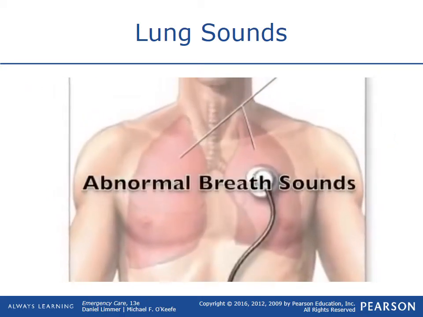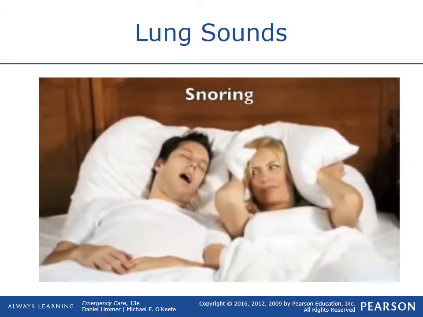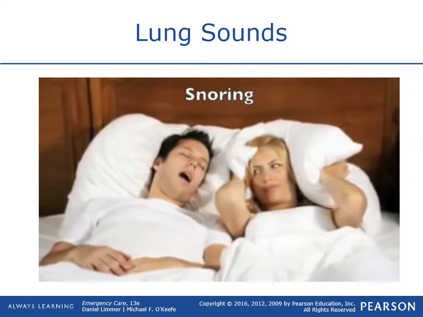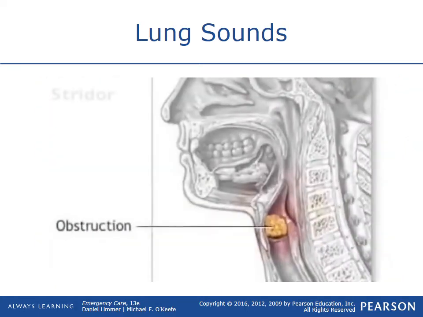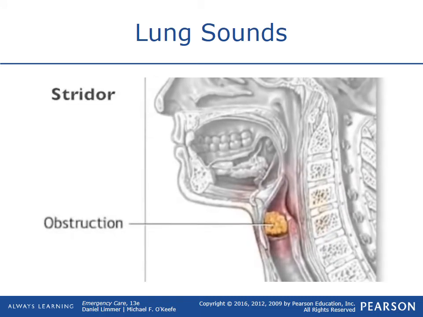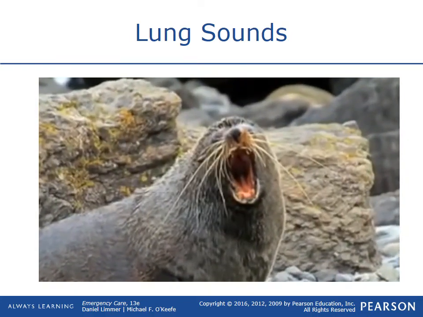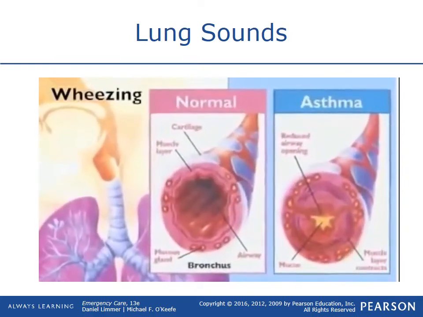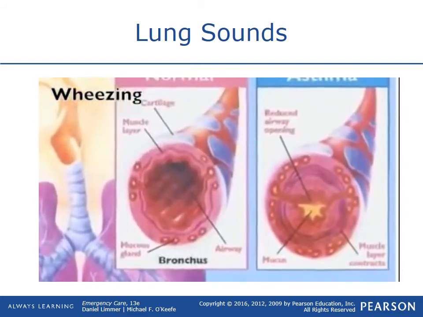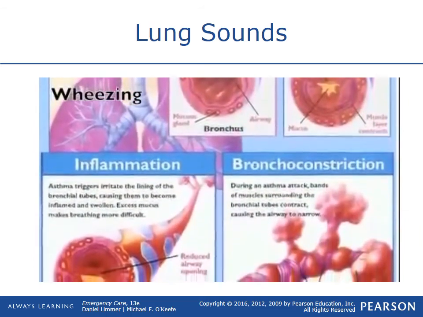There are abnormal breath sounds that you should be familiar with. Snoring, caused by partial obstruction of the upper airway, often caused by the tongue. Stridor, a harsh, high-pitched sound heard on inspiration, is common during upper airway obstructions. Croup is an example of an upper airway obstruction commonly found in young children and is usually associated with a seal-like barking cough. Wheezing is generally a whistling sound due to the narrowing of the patient's airways from edema, bronchoconstriction, or foreign body aspiration.